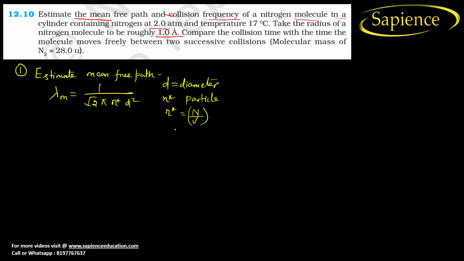And the temperature they have given as 17 degrees Celsius. So this will be 273 plus 17. So this will be 290 Kelvin.